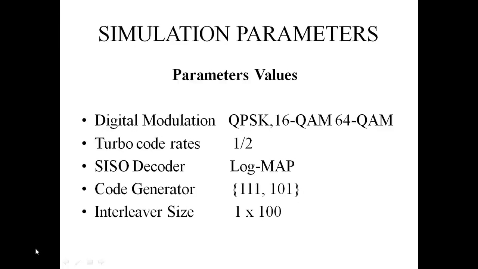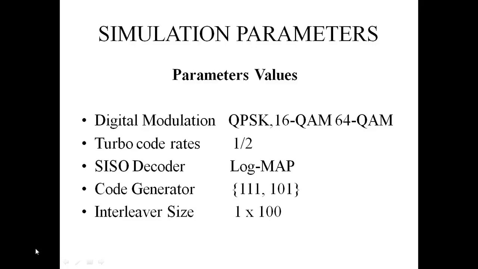Now we come to the evaluation. There were a few simulation parameters that were considered for this project. There are different modulation schemes available. For the purpose of this project, we use BPSK, QPSK and QAM. The turbo code rate is fixed at 1/3.